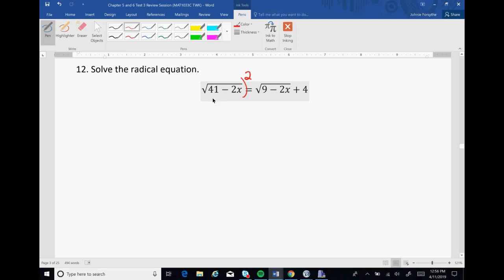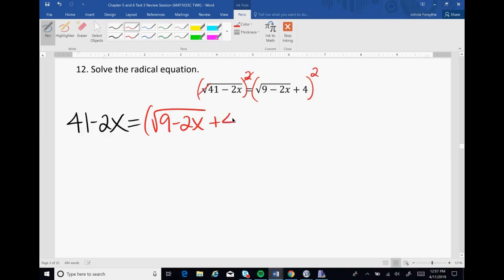Now if I square the left side, I have to square the entire right side. Now when I do that on the left, what's going to happen is that your square root is going to drop with the square. That was the whole point of doing that. So on the left, I'm just going to have 41 minus 2x, because that was the whole point of doing it. But on the right, that's not what I'm going to have. On the right, I'm going to need to write that out and FOIL. So that's going to be the square root of 9 minus 2x plus 4 times the exact same thing, because that's what that means, right?